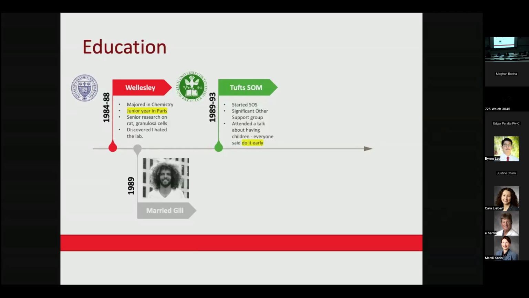I think I was a first-year medical student, and there were all these fellows and residents there. And I said, you know, when's the best time to have children? They're like, right now, just do it now. I'm like, okay. So I had a baby in 1991. That's Jake. He's my oldest.